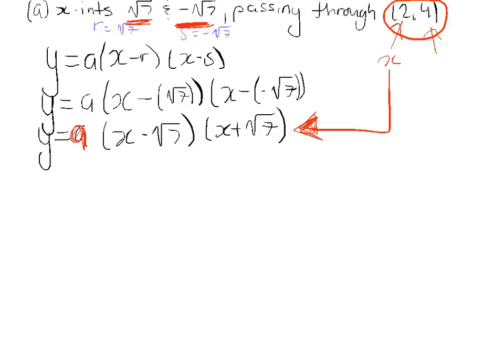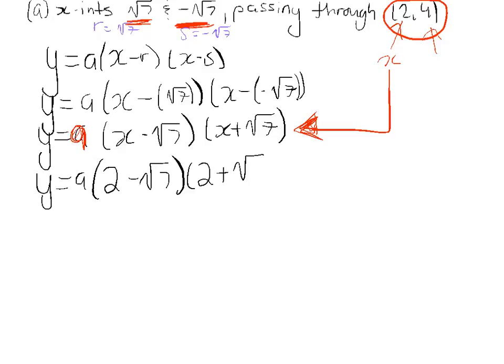So we'll substitute our x and y in. We have y is equal to a, 2 minus root 7, 2 plus root 7. So that was just taking that x is equal to 2 and substituting it in. Oh, sorry. Forgot that y is equal to 4. So we substituted in 4 for y here and 2 for x. So now we just need to solve this equation for the unknown value a.